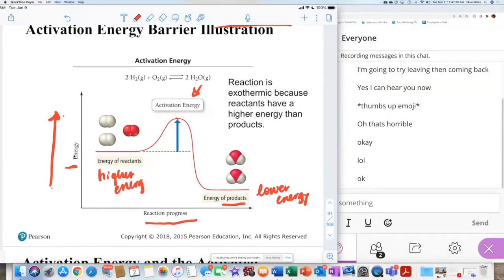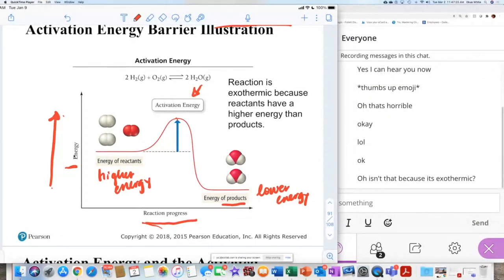And then the x-axis right here shows us the progress of the reaction. In other words, when you go from left to right, you're going from the beginning, right here BEG for the beginning, to END for the end.